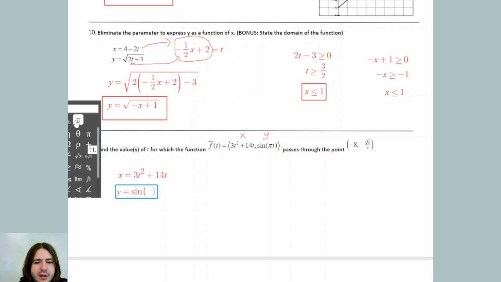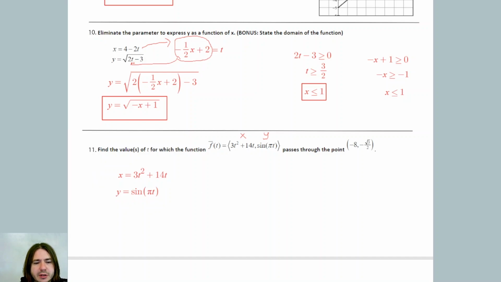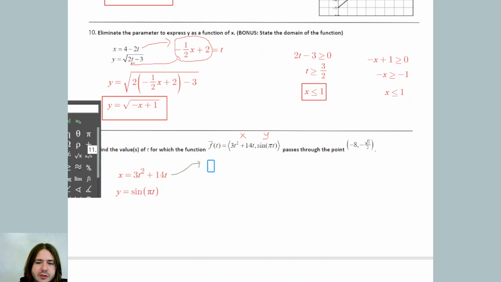And the question is, when does this pass through the point negative 8 comma negative root 3 over 2? So we need to solve one of these equations and then use our solutions to check the other one. So I'm going to start by substituting negative 8 into x here, and we'll solve that one first. So if x is negative 8, we want to know when does that happen? At what time is the x negative 8?